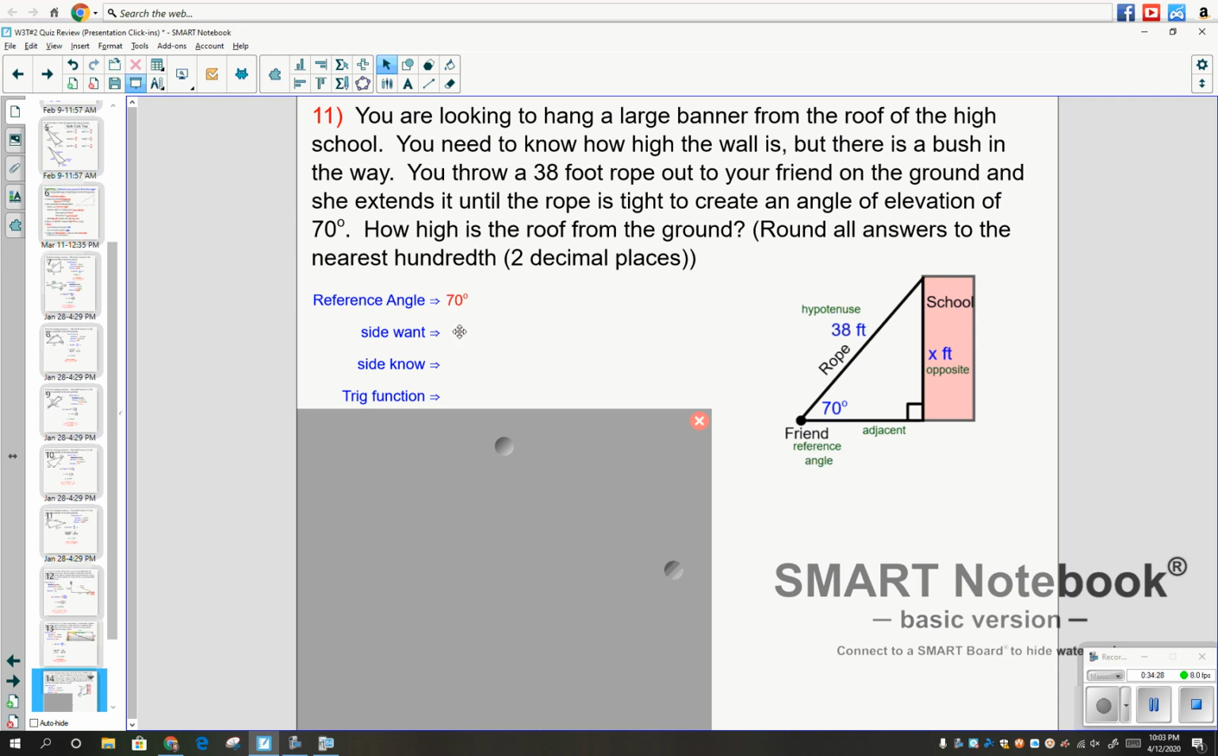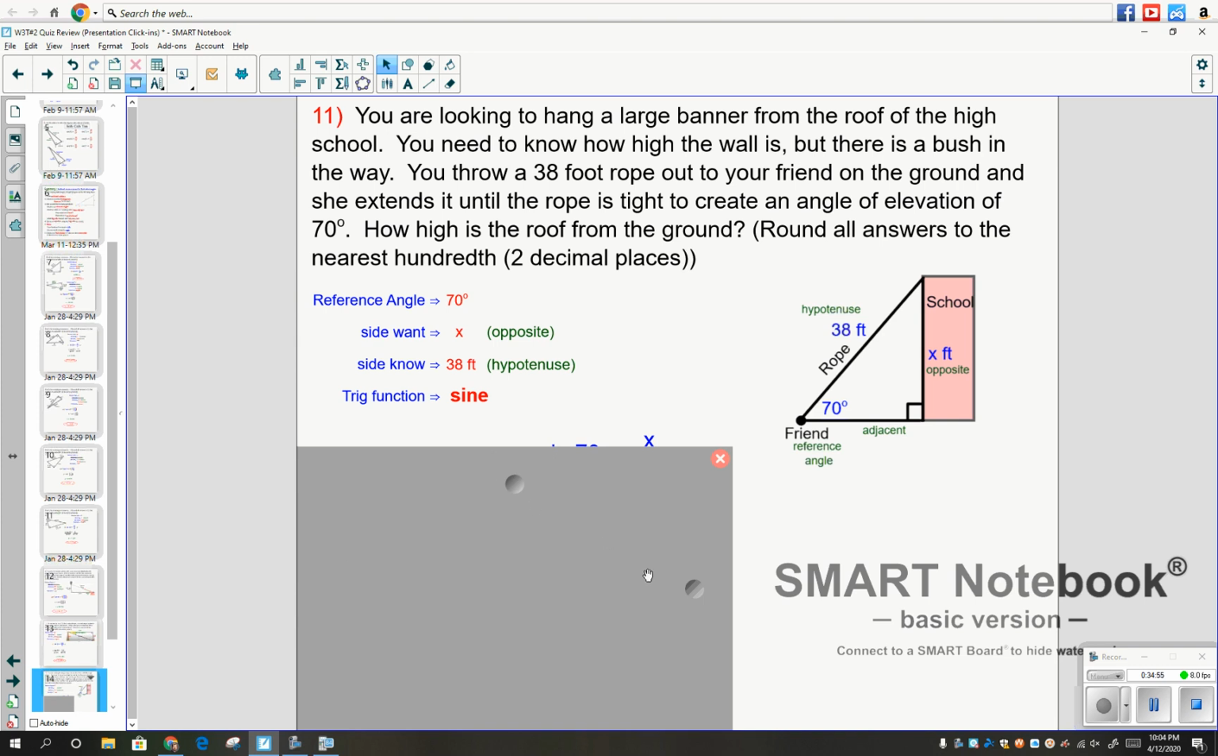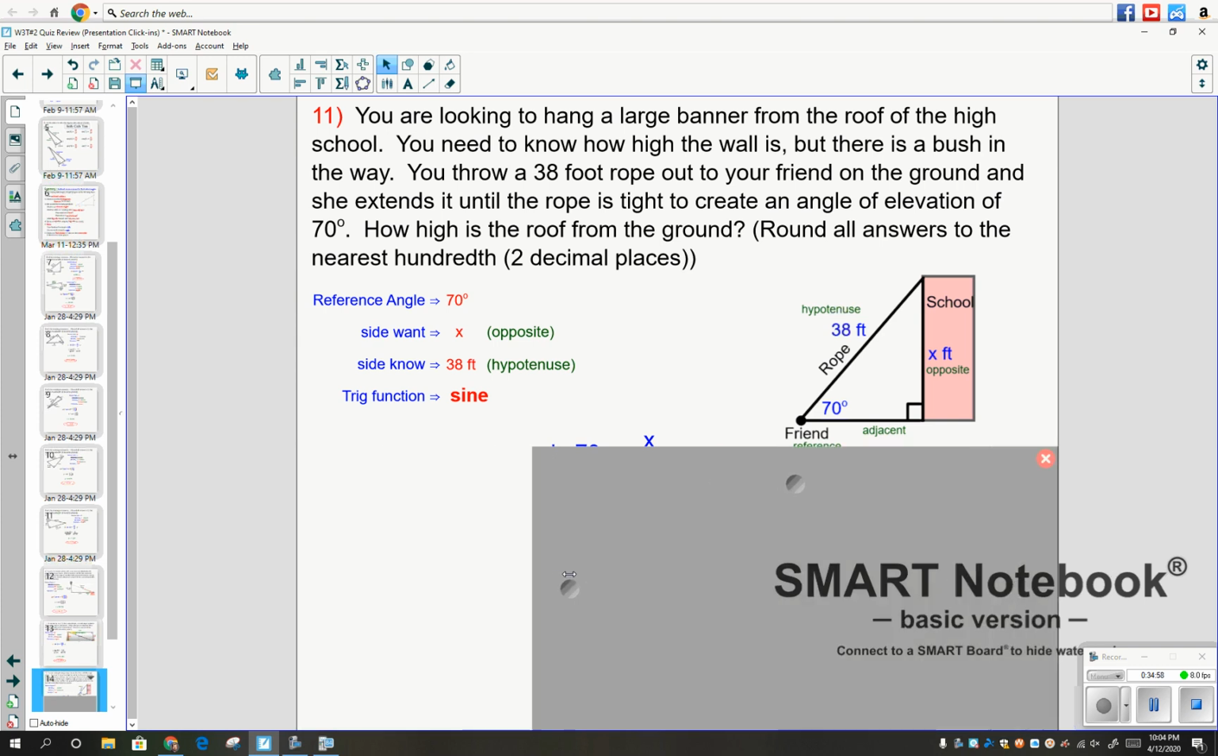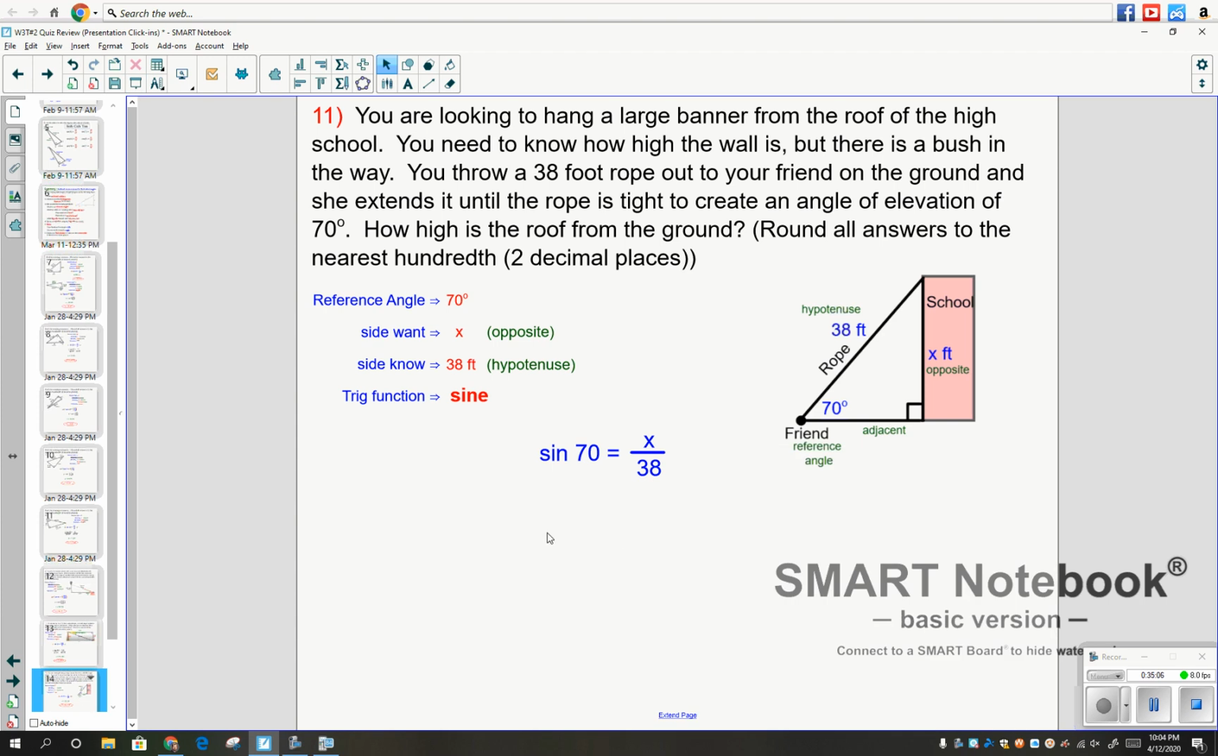Which side do I want to know the measure of? x. Which side do I know the measure of? 38 feet. And x is the opposite side. 38 feet is the hypotenuse. Which trig function uses opposite over hypotenuse? Sine does. So let's write our equation. Sine of the angle, sine of 70, equals opposite over hypotenuse, x over 38.